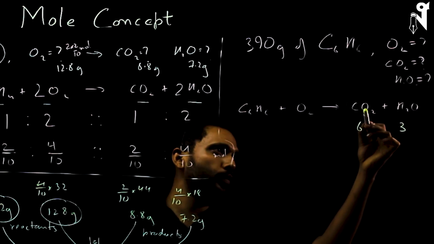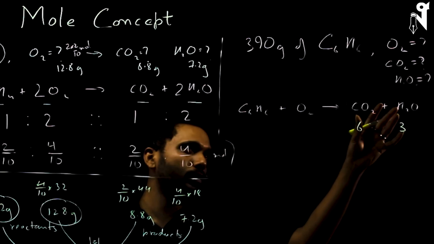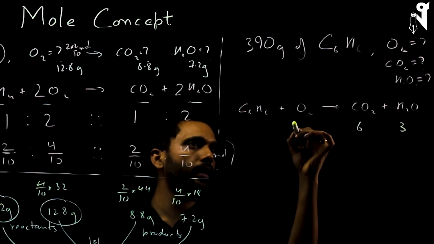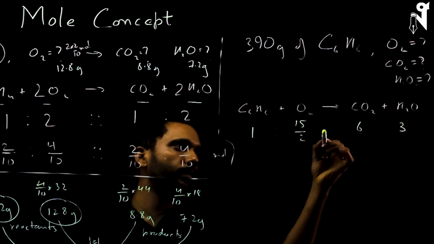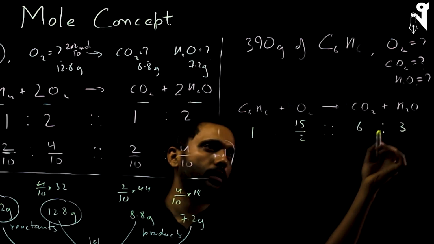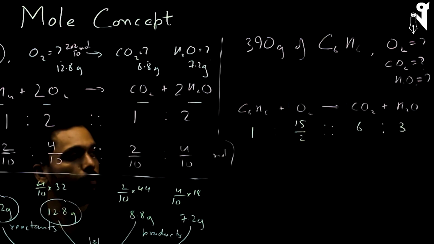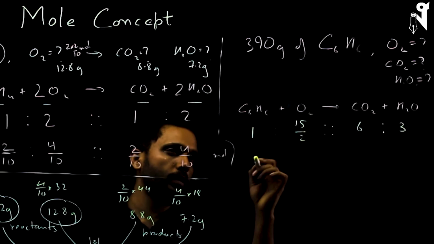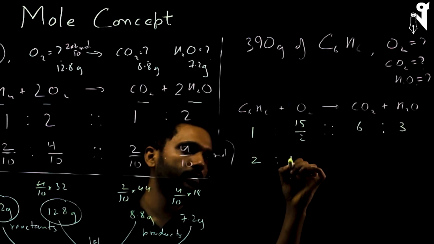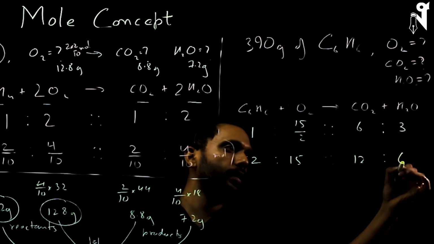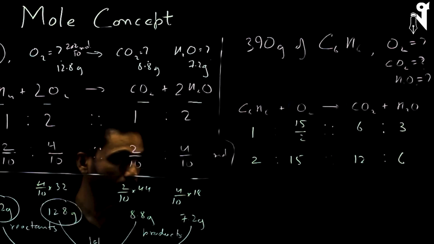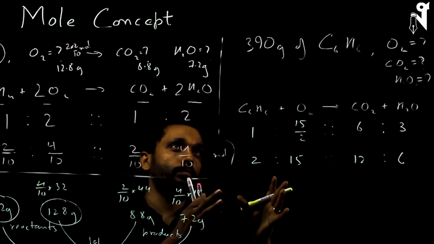So that is 6 into 2, which is 12, plus 3, 15. 15 oxygen is there, so this must be 15 by 2. So that's your ratio: 1 reacts with 15 by 2 to give you 6 and 3. Don't shy away from writing in fractions. If you want whole numbers, then the ratio will be 2 reacts with 15 to produce 12 and 6. Now this is just the ratio.